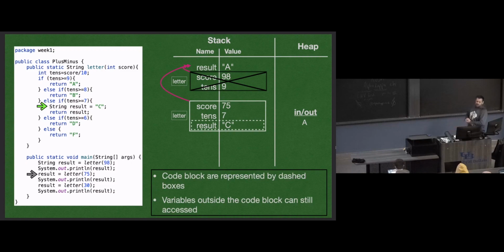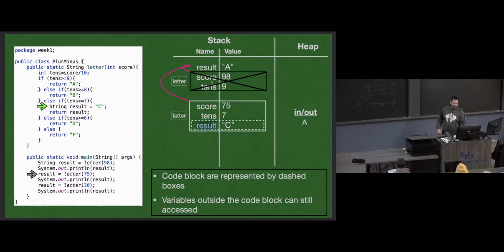So we can access score and tens. It's not like a stack frame where you cannot cross the lines of a stack frame. We cannot access result that equals A at this point. And notice that we actually have two variables named result on the stack.